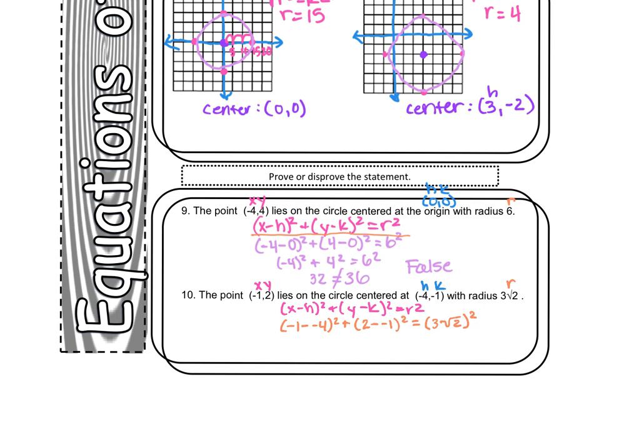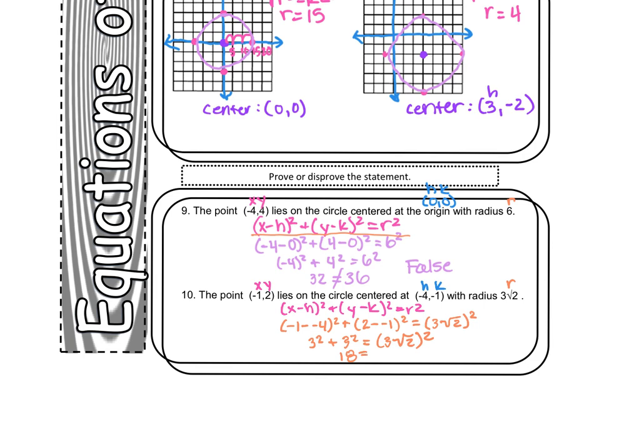Okay, when we plug all of this in, we need to make sure that when we have anything with a radical in it, so this 3 radical 2, and we need to square it, we need to make sure that we put that whole number in parentheses. Okay, so negative 1 plus 4 would give me 3, so we have 3 squared, and 2 plus 1 is 3, and then that would give me 3 squared also, and then that equals 3 root 2 squared. 3 squared is 9, plus 3 squared is 9, so that would be 18 over here.